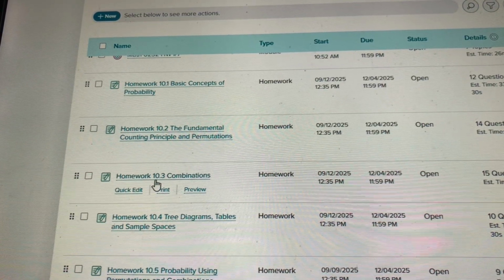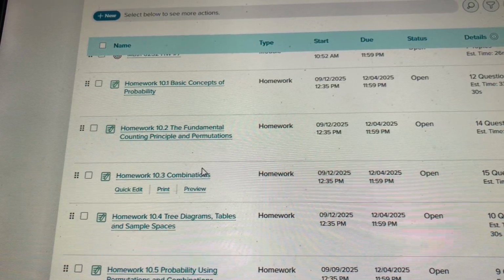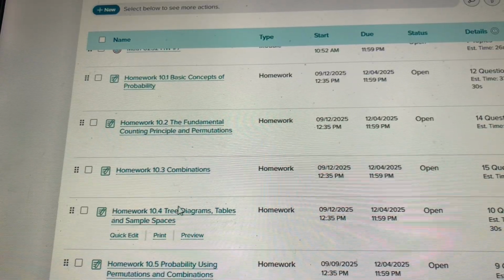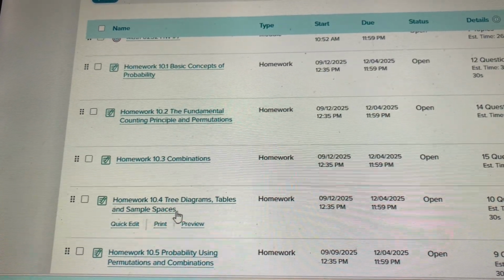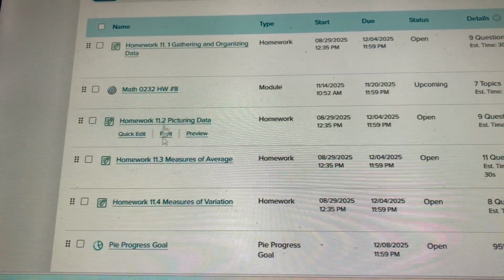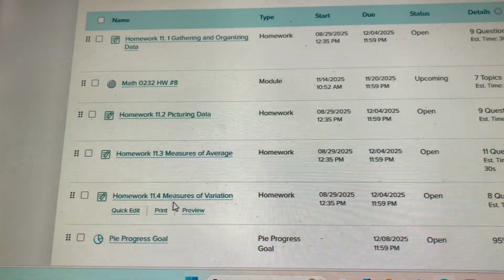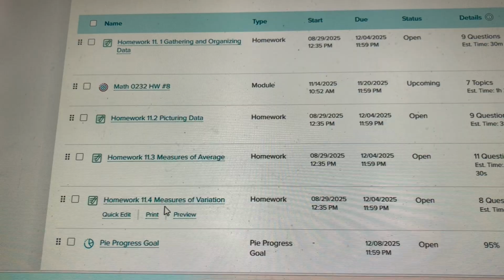The next video will be 10.3 and 10.4 that'll have combinations which are very similar to permutations. So at least that'll be easy. And then tree diagrams, tables, and sample spaces. That one's not too bad either. And we end up doing 6 sections of chapter 10 and 4 sections of chapter 11. So that's a total of 10 sections for the next unit and the 4th and last regular test.